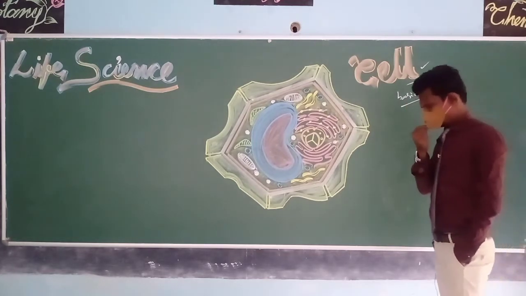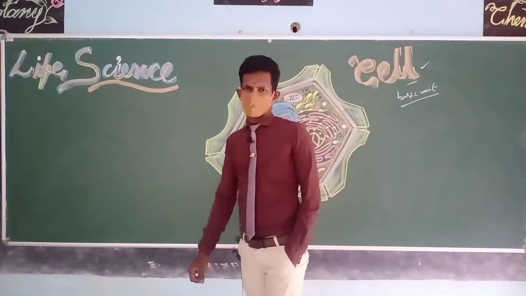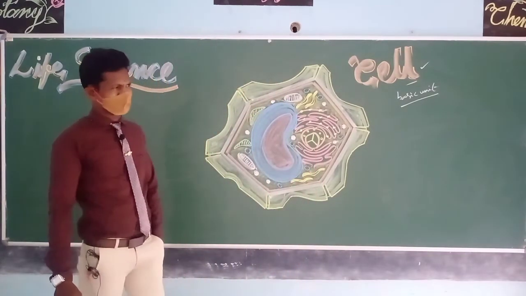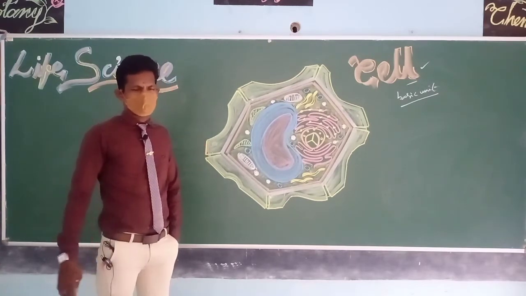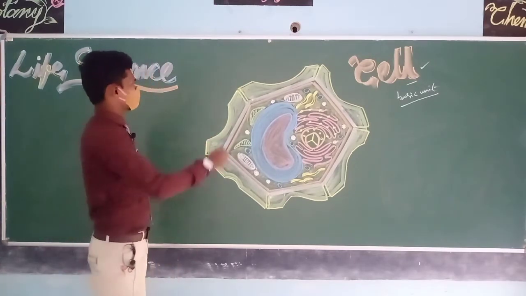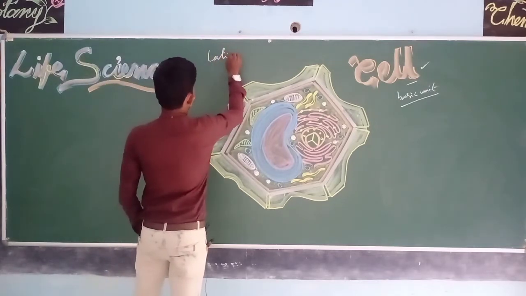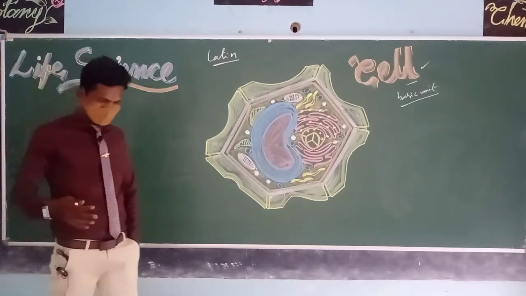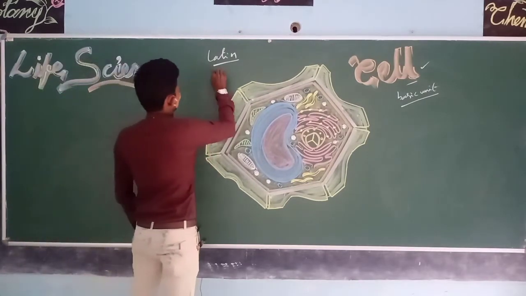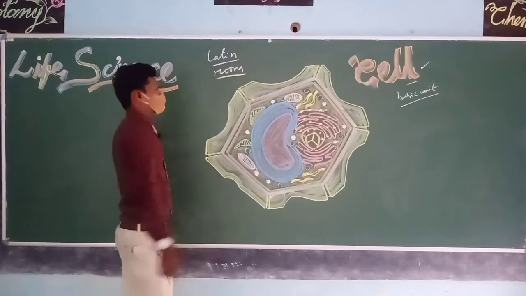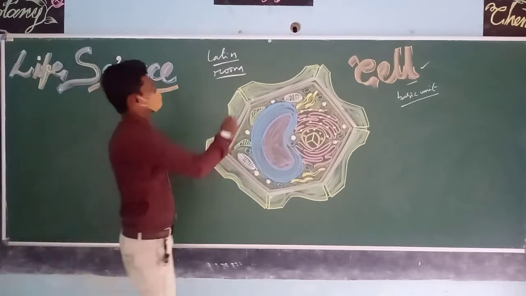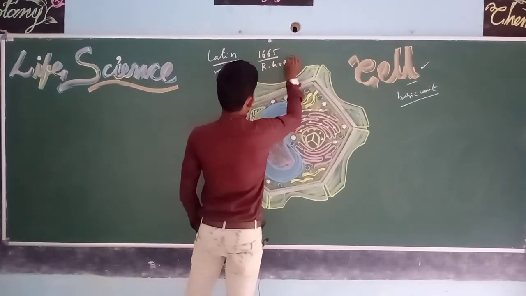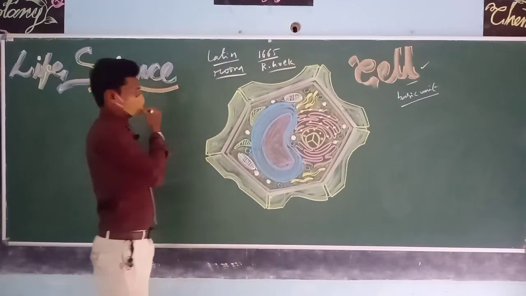So why is this called the basic unit, who discovered this first, what are the components or parts of the cells, and what are the differences between different types of cells? Briefly we will go through. So cell is actually a Latin name. It is derived from the Latin language. In Latin, what is meant by cell? Little room. Cell in the sense little room. In 1665, the famous scientist Robert Hooke discovered the cell for the first time.